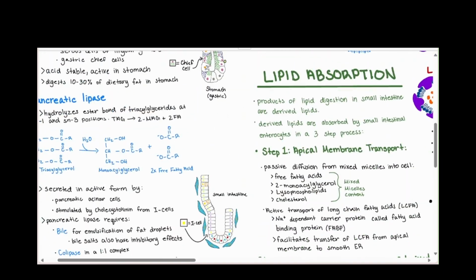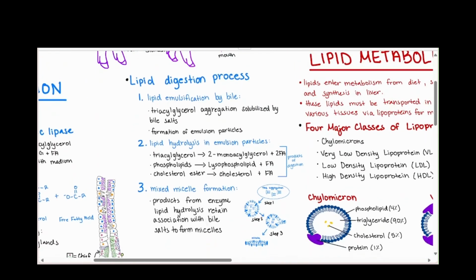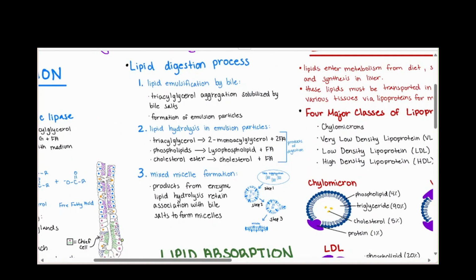In summary, lipid digestion occurs in three steps. First, lipids are emulsified by bile, forming emulsion particles. Second, the emulsion particles are hydrolyzed by enzymes, breaking down triacylglycerol into two monoacylglycerol and two fatty acids, phospholipids into lysophospholipid and fatty acids, and cholesterol esters into cholesterol and fatty acids. Finally, these digested products combine with bile salts to form mixed micelles.